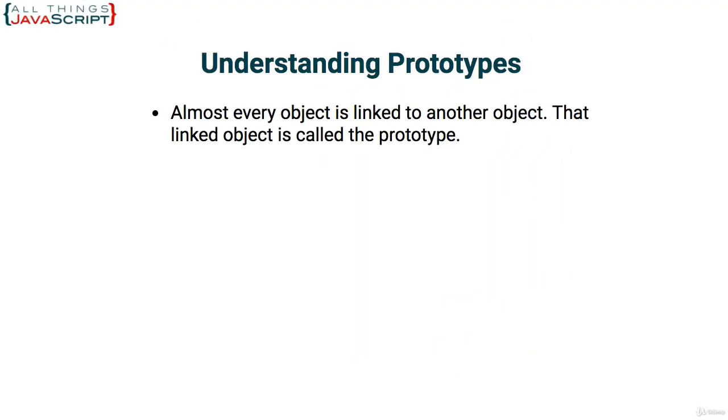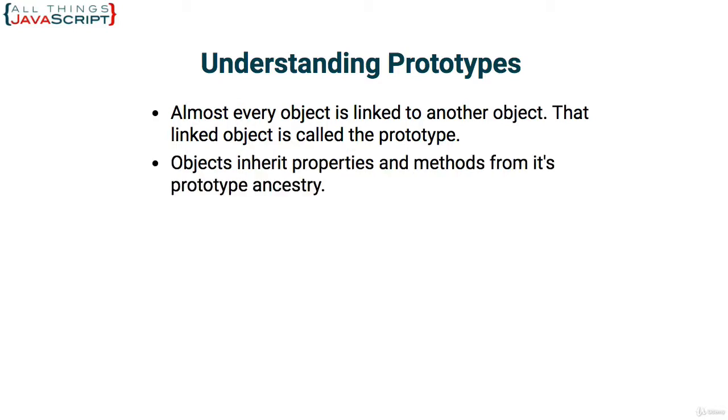So first off, as mentioned, almost every object is linked to another object. That linked object is called the prototype. Now, the reason we say almost is because the default object in JavaScript does not have a prototype, and it is possible to create an object with a null prototype, meaning it is not linked to another object.